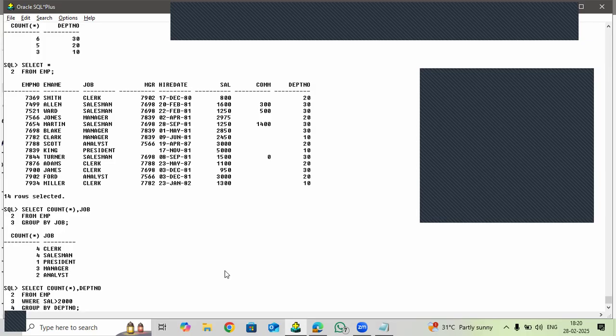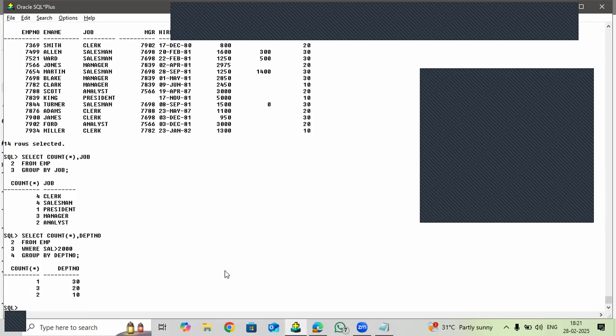Which means I want the number of employees in each department who are getting salary greater than 2,000. So in department number 30, there is only one employee who is getting salary greater than 2,000. In 20, 3 people. In 10, just 2. Copy this.